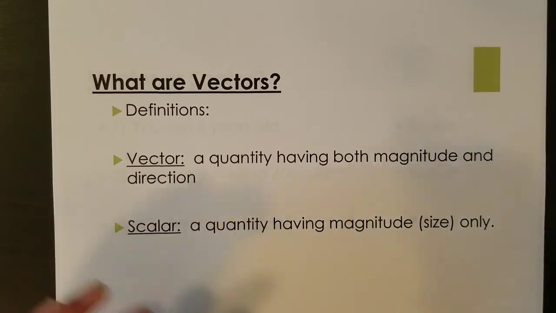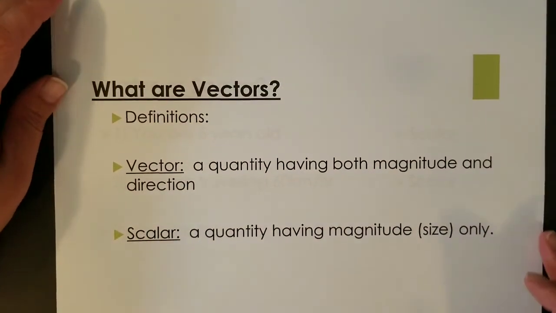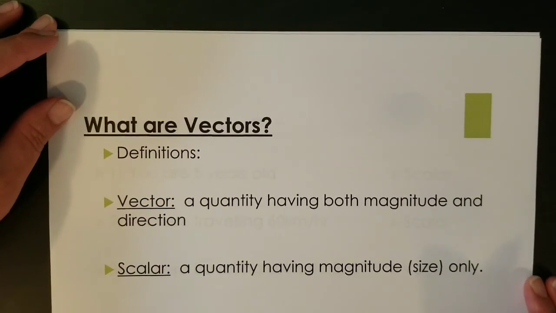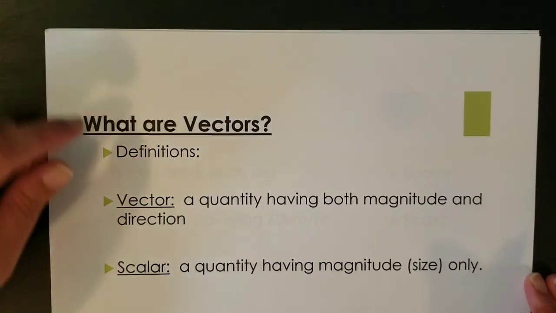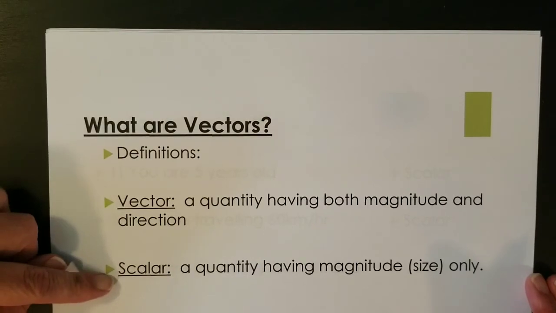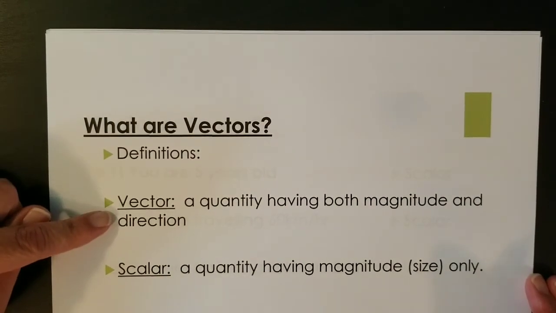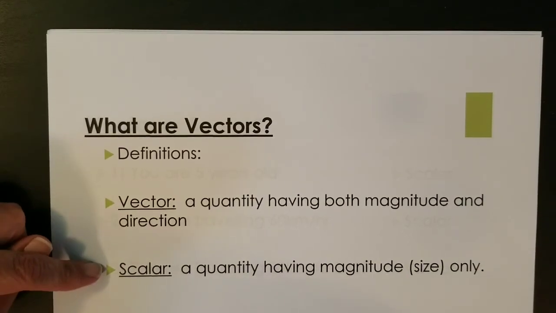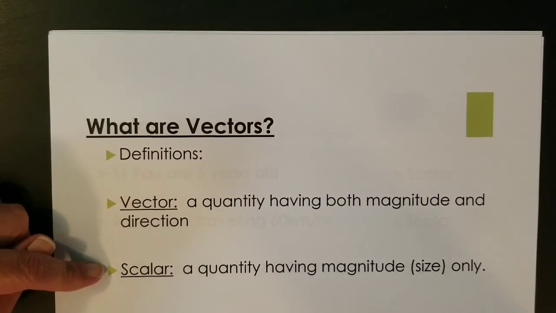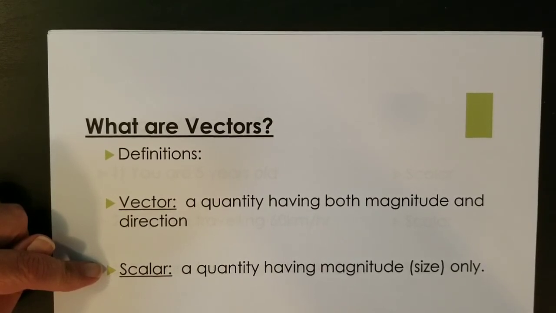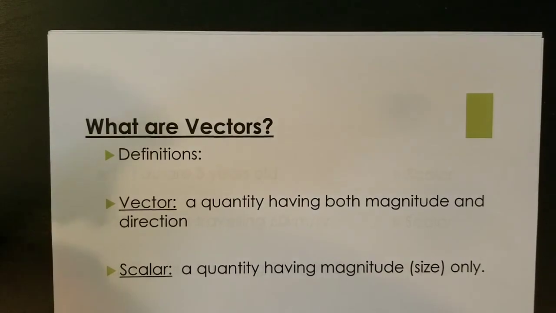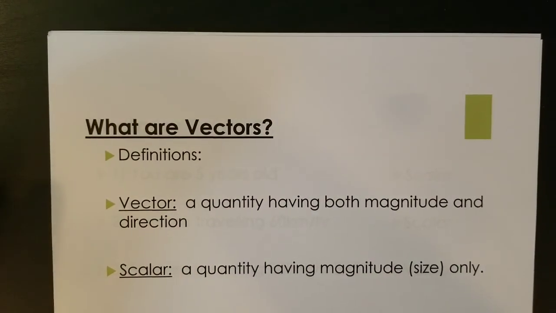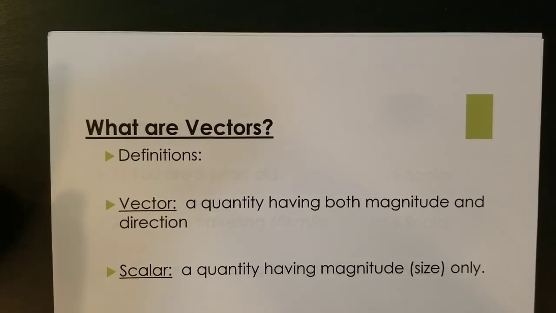So if we have a definition of what a vector is, then we also have to have a classification for things that are not vectors. And that's going to be called a scalar. So a vector is a quantity having both a magnitude and a direction, and a scalar is the opposite. They're just regular numbers that we've always been dealing with. That's a quantity having a magnitude only. So a scalar could be any real number, and it's any measurement of a quantity that doesn't have a direction associated with it.